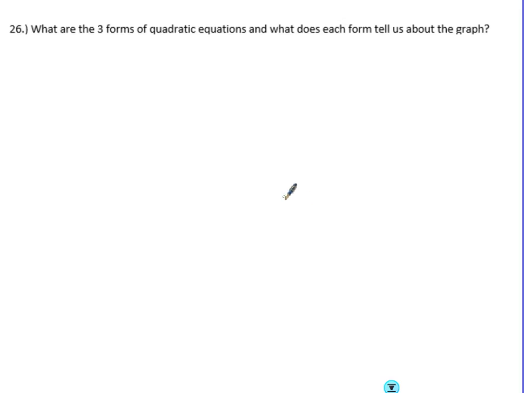So now we're going to talk about graphing. We're going to go through question number 26 and one example from page 32 and 33 from the packet. When we talk about graphing, there's three forms of quadratic equations that we could work with.